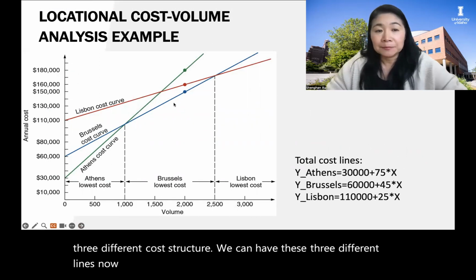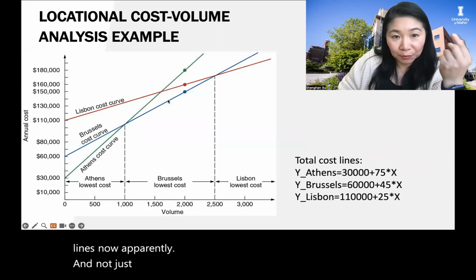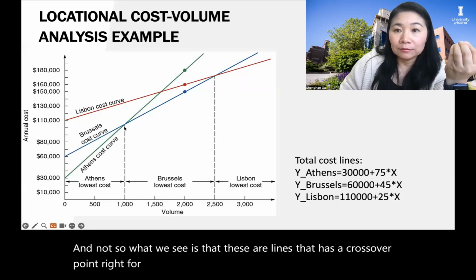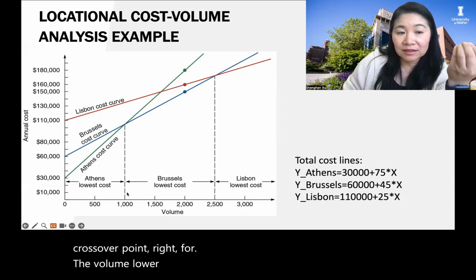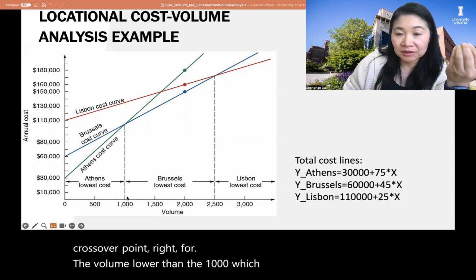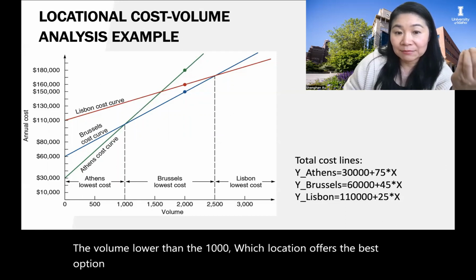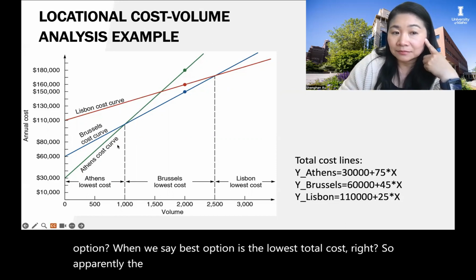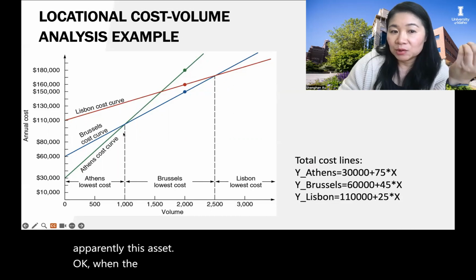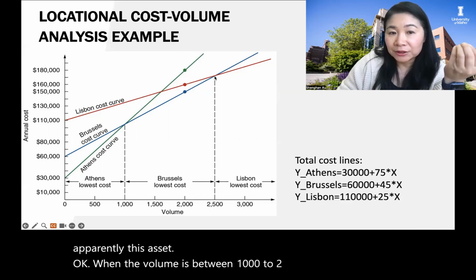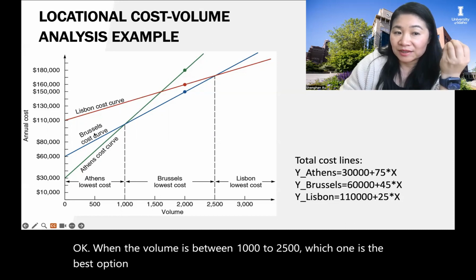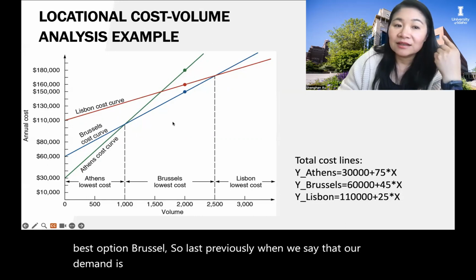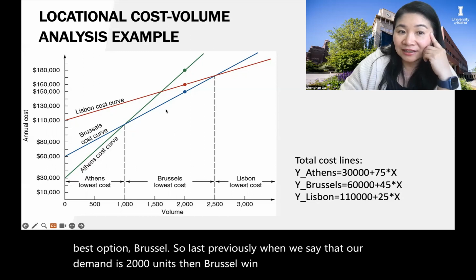Now, what we see is that these lines have crossover points. For a volume lower than 1,000, which location offers the best option? When we say best option, it is the lowest total cost. Apparently that's Assen. When the volume is between 1,000 and 2,500, which one is the best option? Brussels. So previously, when our demand was 2,000 units, Brussels won in that case.